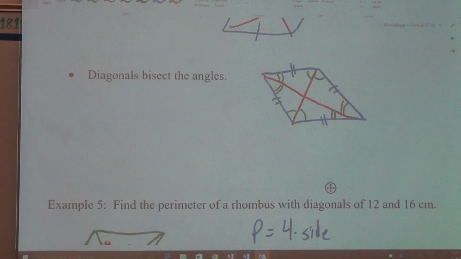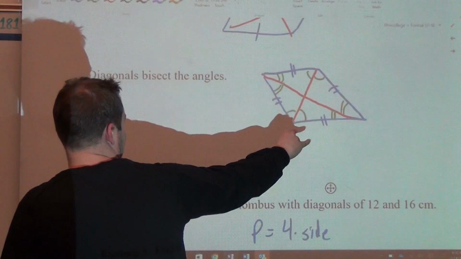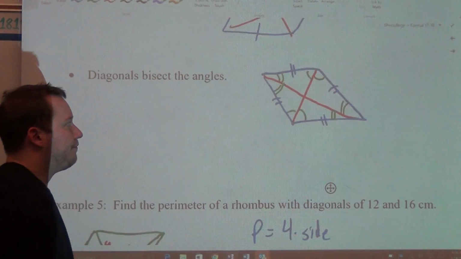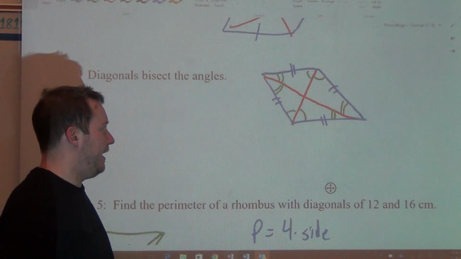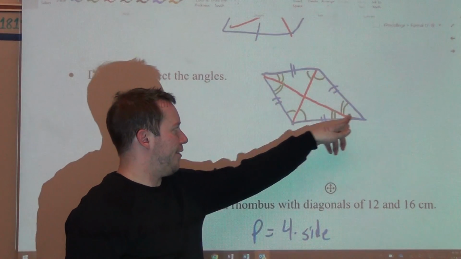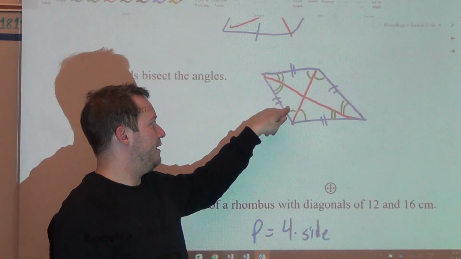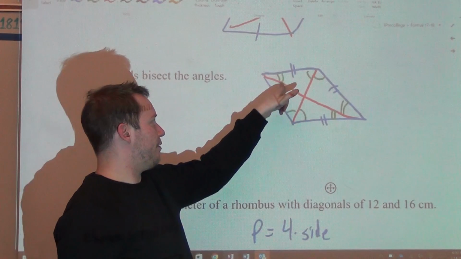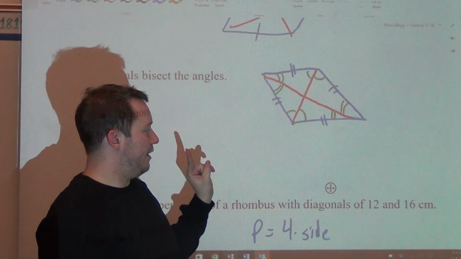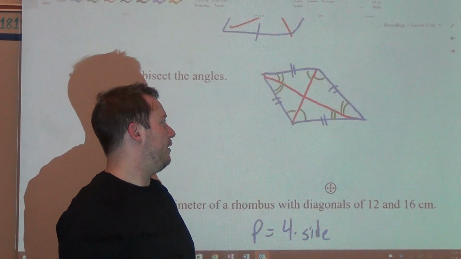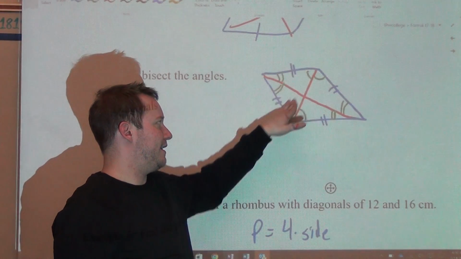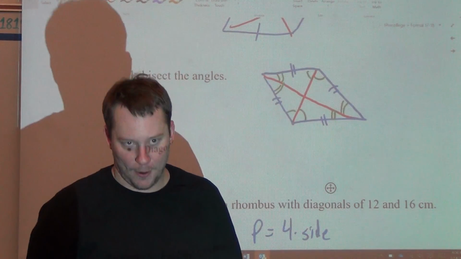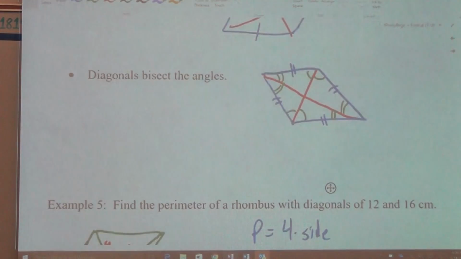In the rhombus, the diagonals also bisect the angles, and we're talking about the angles formed by the sides of the rhombus. If we knew that we had a parallelogram in blue, and we knew that these diagonals bisected the angles, then we wouldn't even need to know these other pieces to know that this is a rhombus. If it's a parallelogram and the diagonals bisect the angles, then we're good to go, and we know we have a rhombus.